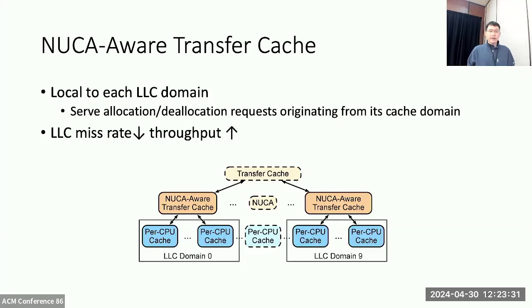To minimize inter-cache domain sharing, we design a non-uniform cache access aware transfer cache that tracks an array of free objects local to each last level cache domain. As shown in the figure, each NUCA-aware transfer cache only serves allocation and deallocation requests originating from its own last level cache domain. This can improve the cache locality, reduce the last level cache load miss rate, and improve application performance.